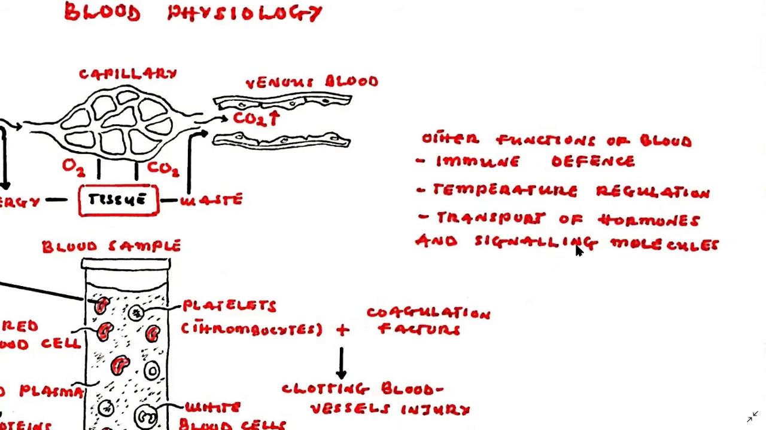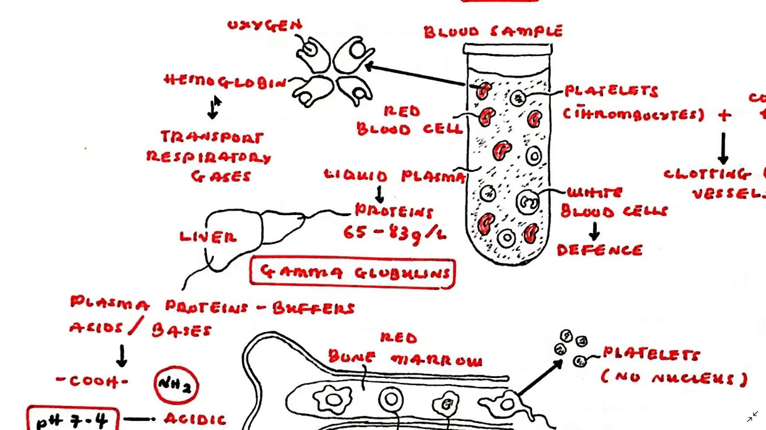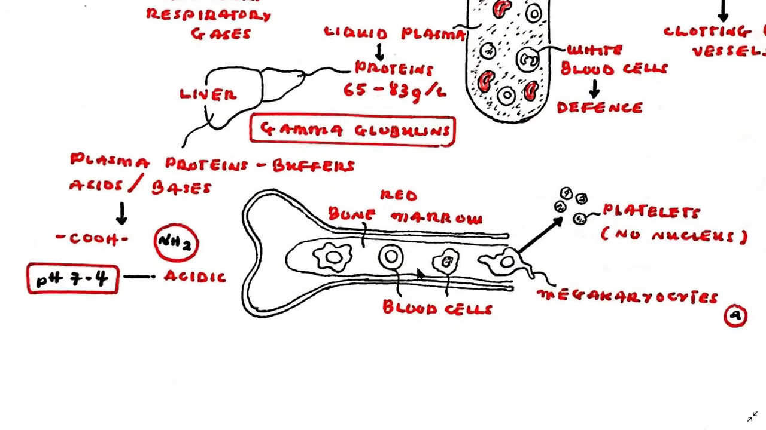Now, blood consists of plasma and blood cells. Red blood cells contain hemoglobin and transport respiratory gases, whereas white blood cells form part of the defense system. In adults, all blood cells are produced in the red bone marrow.